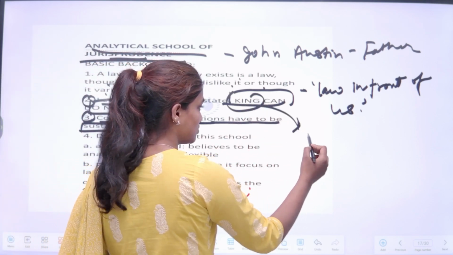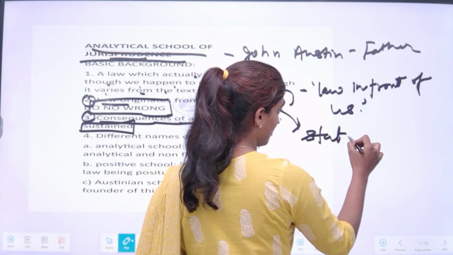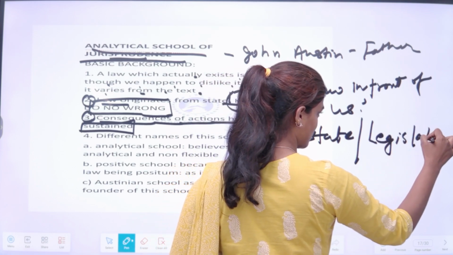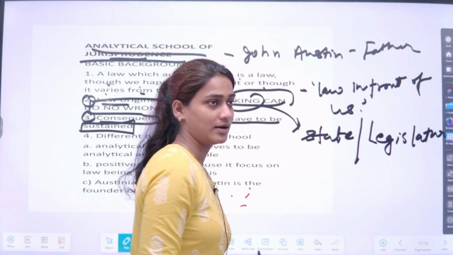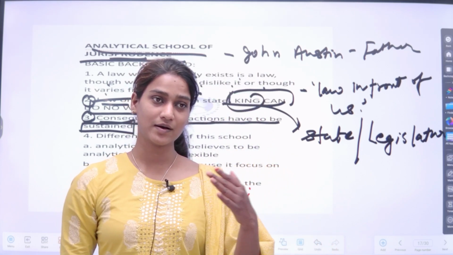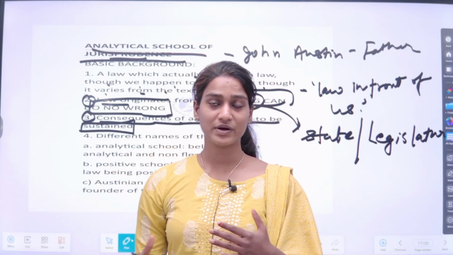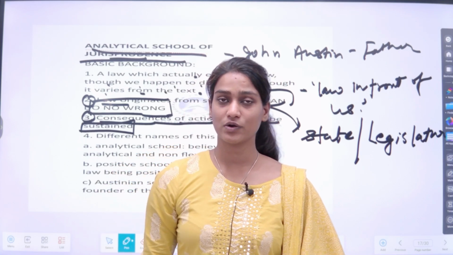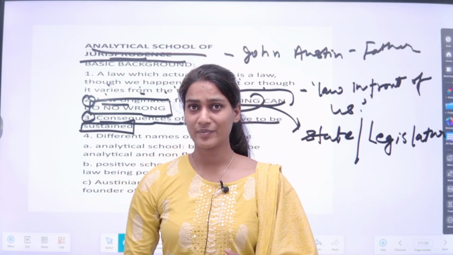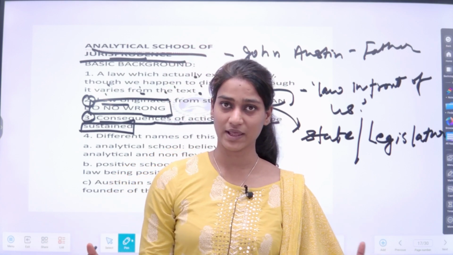Here the king can be substituted by the state in the present scenario, and also by the legislature. The legislature is also the body which makes law. Similarly, in earlier times when we were a British colony, the king used to rule us, and we had many kingdoms before that.